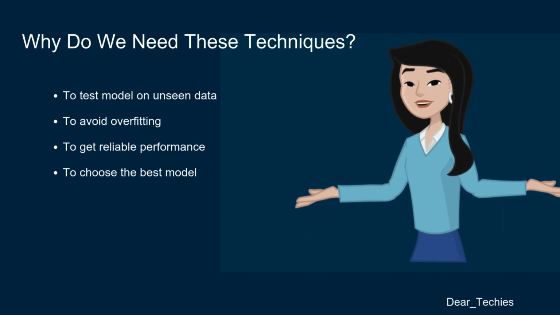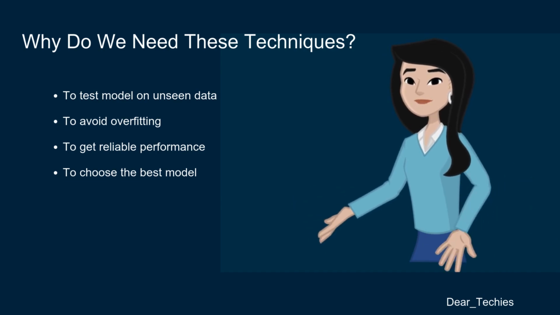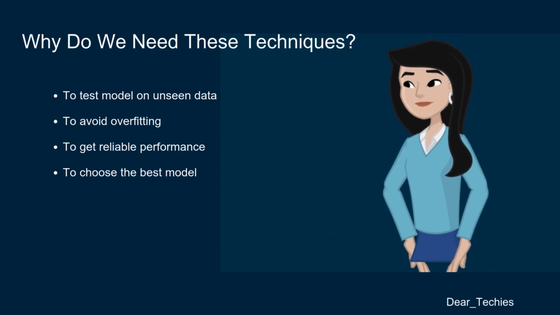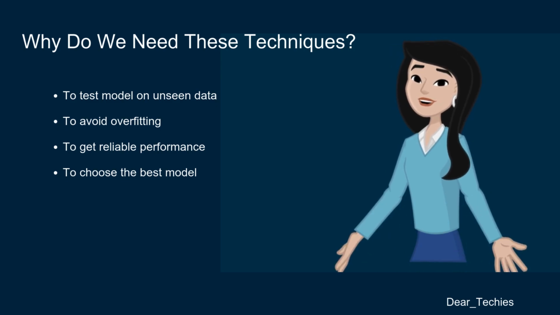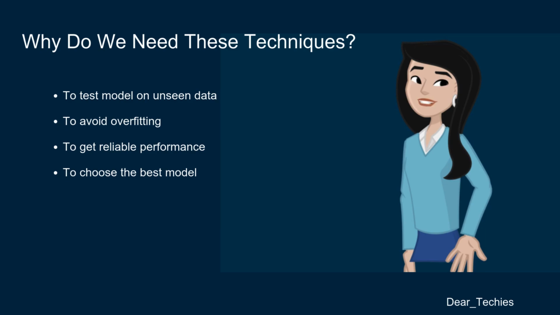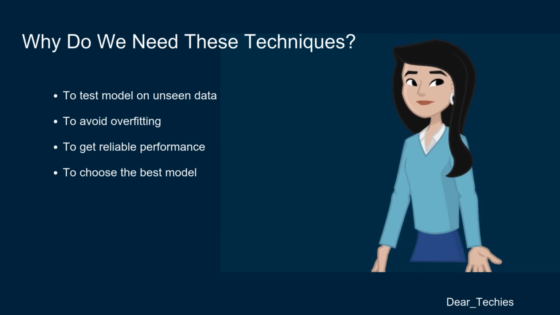A model should not only perform well on the data it has already seen, it must also perform well on completely new data. That's why we use techniques like train-test split and cross-validation. They help prevent overfitting and give us an honest measurement of model performance.